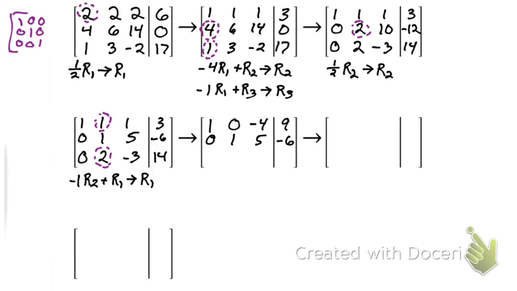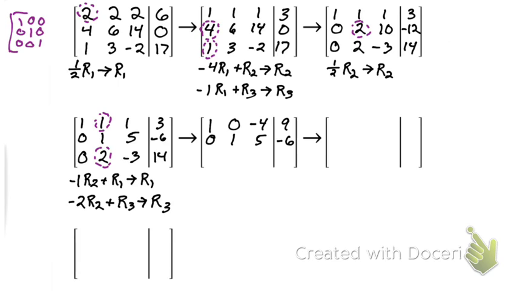Row 3, we need to get rid of this 2. If I need to get rid of this 2, what am I going to multiply row 2 by to get rid of it? Yeah, Liv. By negative 2. So we're going to multiply row 2 by negative 2. Negative 2 times row 2 plus row 3 is going to become my new row 3.